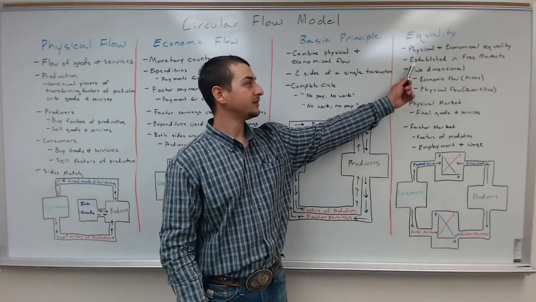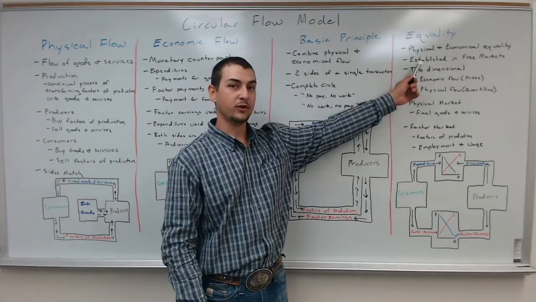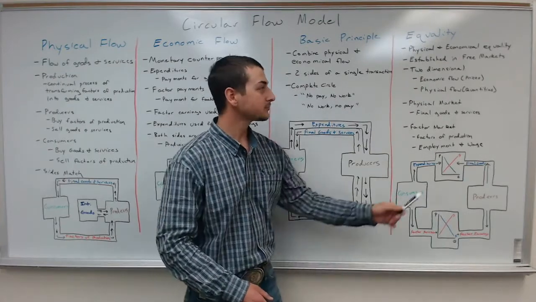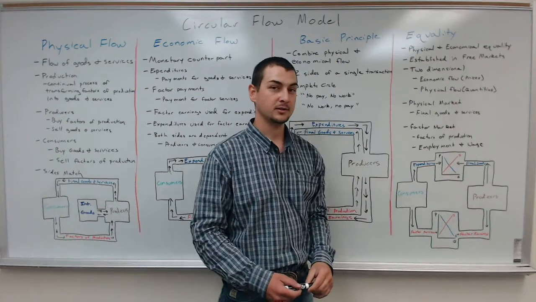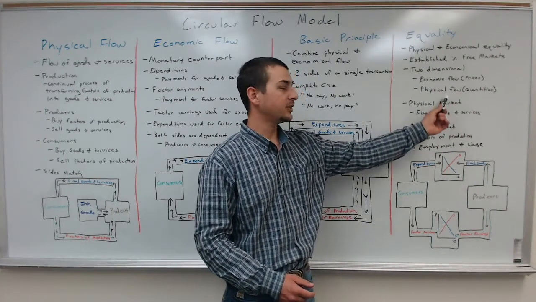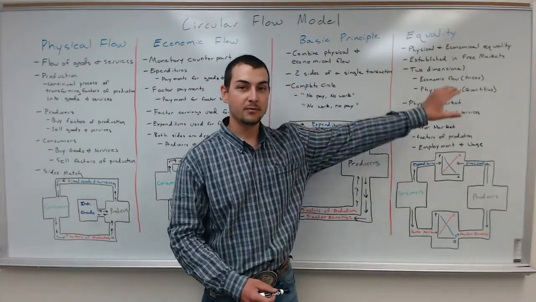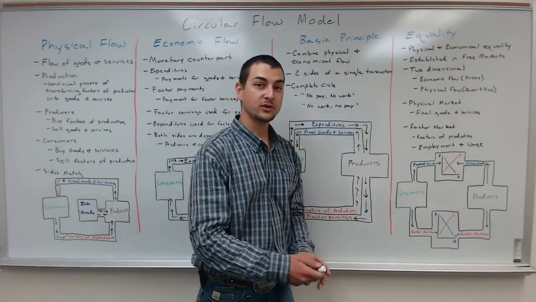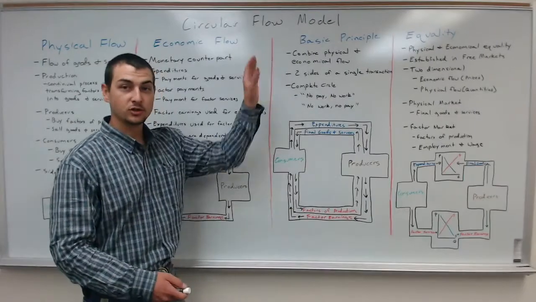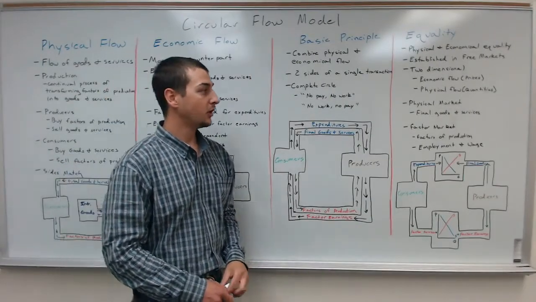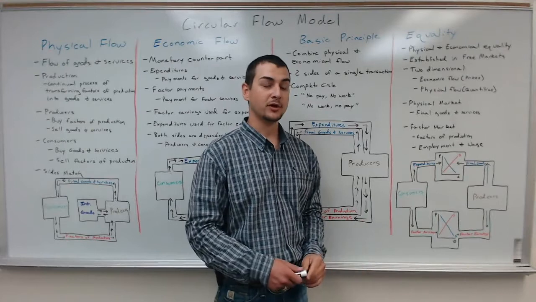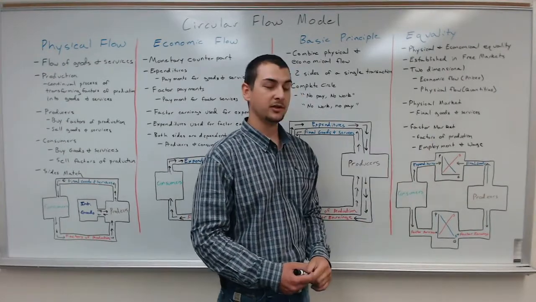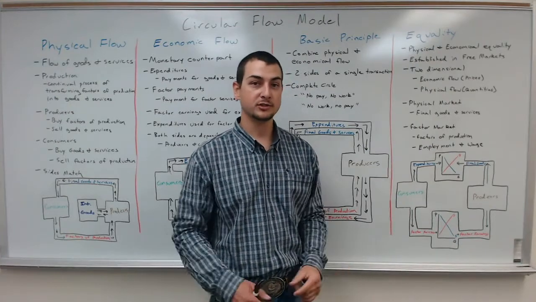So we find that equality is established in free markets, and that a market is a two-dimensional aspect. It has prices and quantities. Well, that's the economic flow and the physical flow. So we see that markets are now beginning to come into play through the economic and the physical flow that we're talking about in the circular flow model. So we have two main types of markets within the circular flow model. The first one is this physical market, and it is the market for final goods and services.